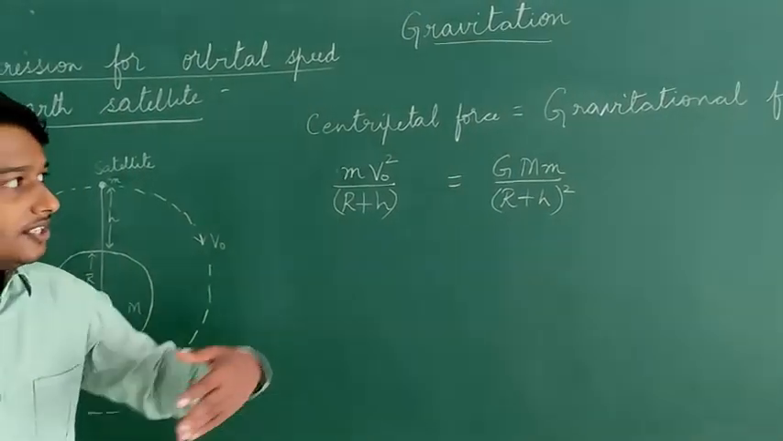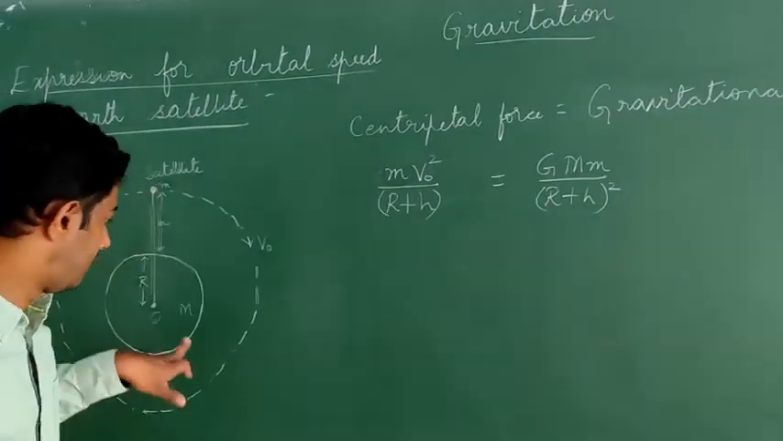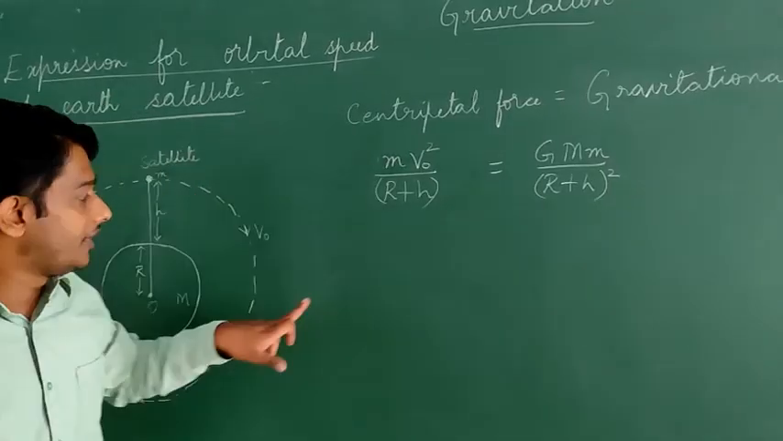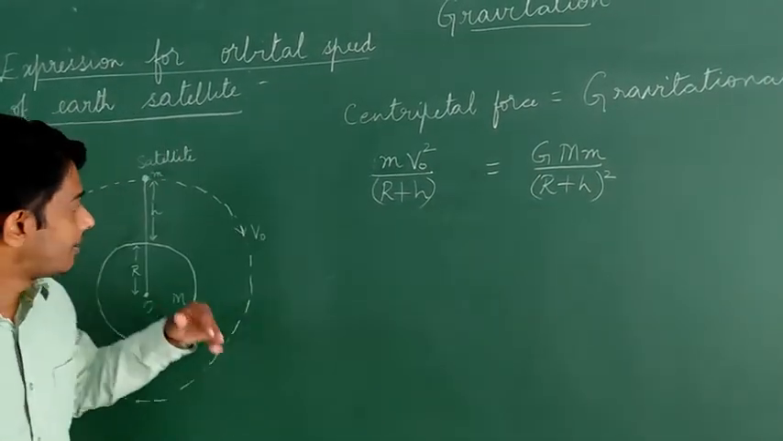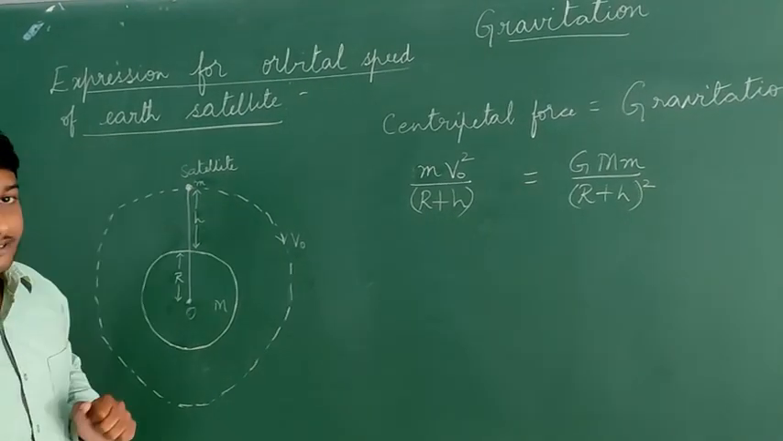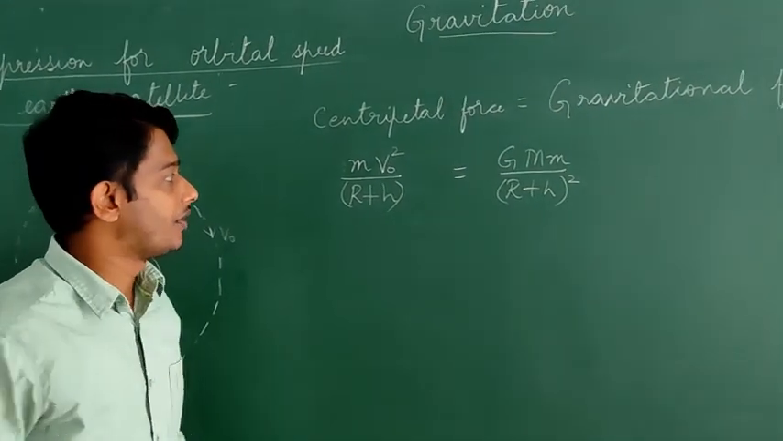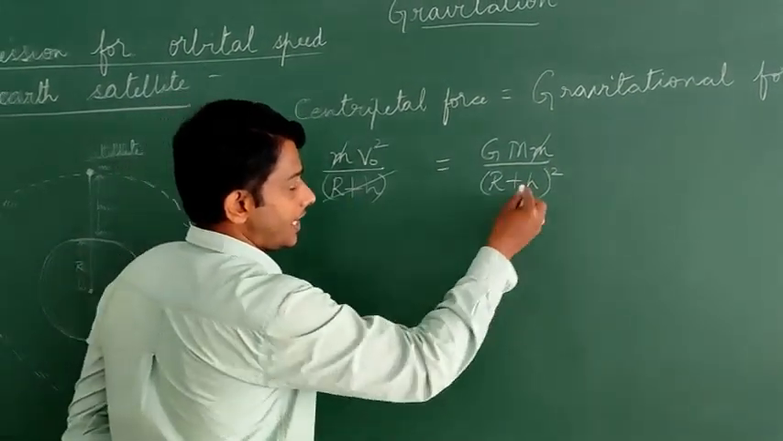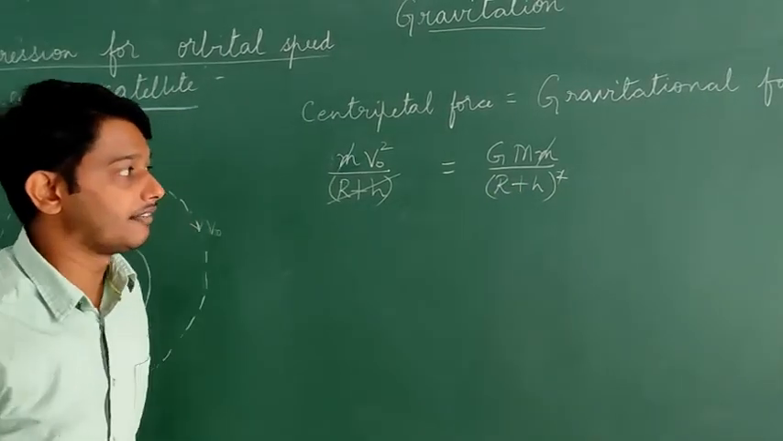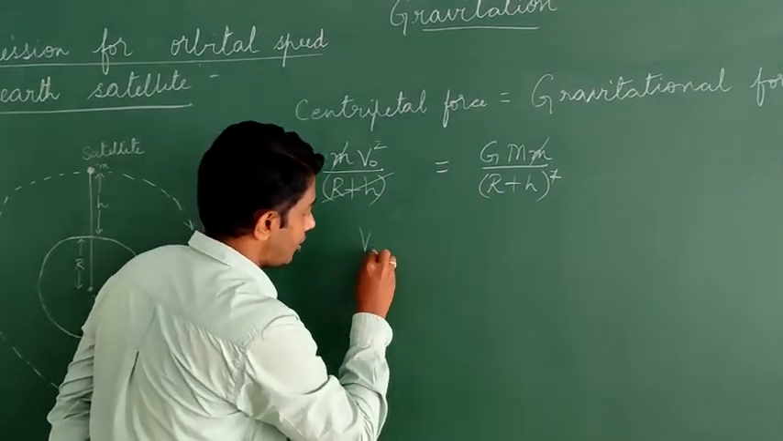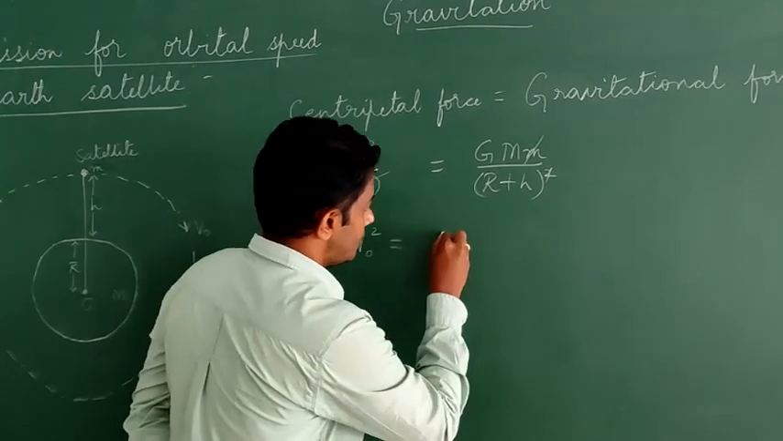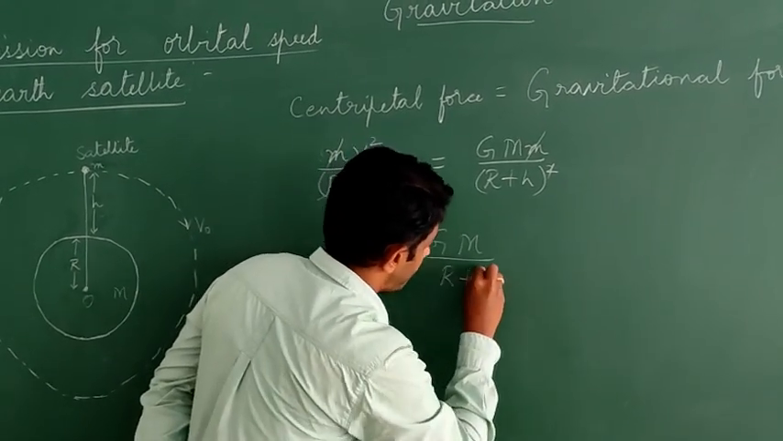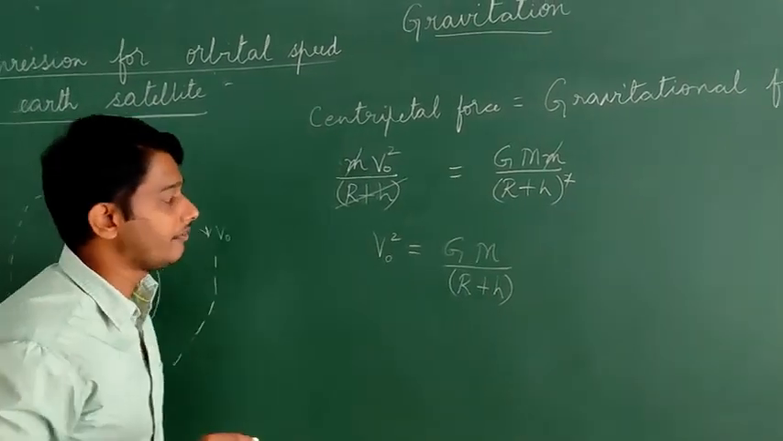Okay, I hope you know this. So capital M is the mass of the Earth, small letter m is the mass of the satellite, r is the radius of Earth, and h is the distance between the Earth and the satellite. Okay, so this is what we know. We can cancel this m. So r plus h one time and r plus h here will get cancelled. So v0 square is equal to G M divided by r plus h. So this is what we got.